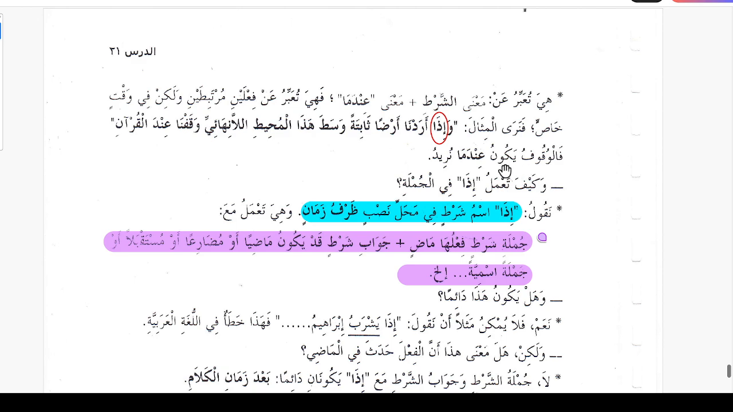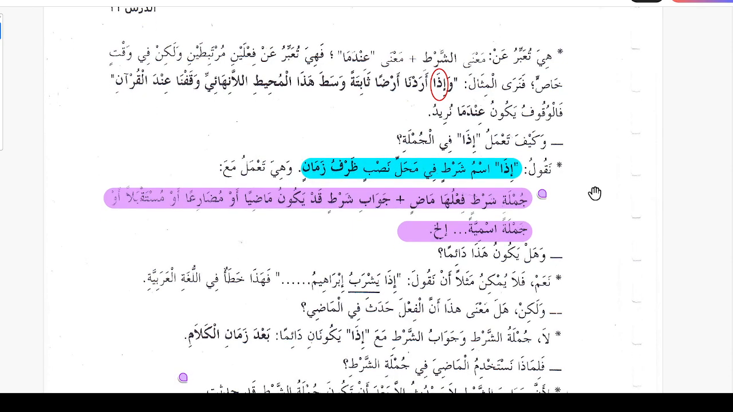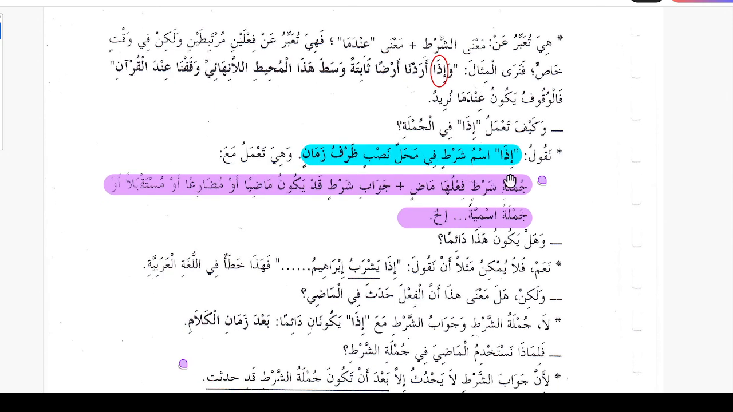Or means yakunu indama nuridu, when we want it. Wa kaifa ta'malu iza fil jumlati, how does iza work in the sentence? Like we said that for in is fail mudare majzoom, both for failu shart and jawabu shart. What happens with iza? First of all, iza is ismu shartin.